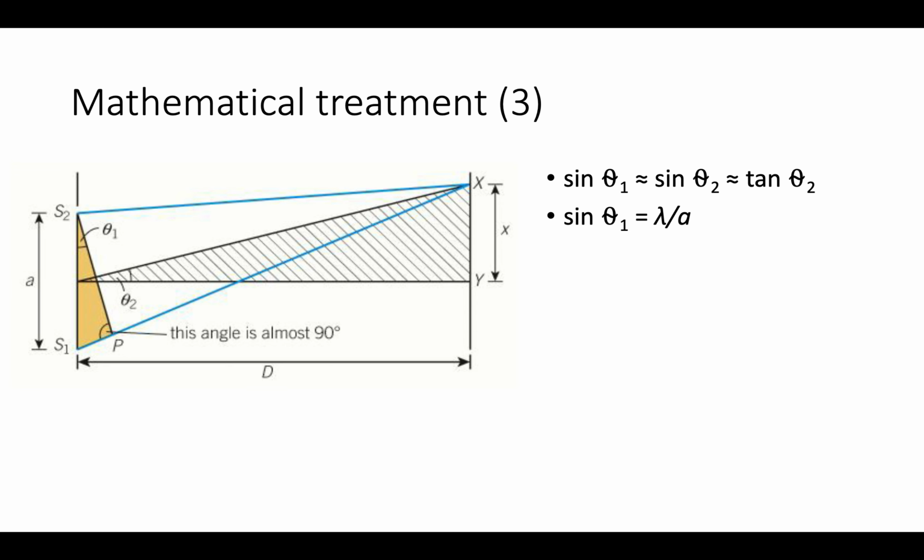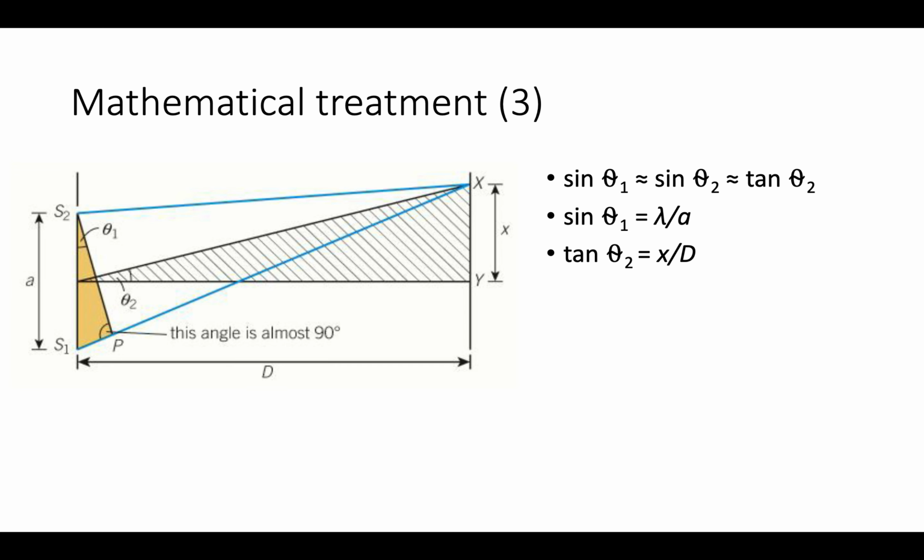And then the hypotenuse of that yellow triangle from S1 to S2, that's distance A. So the sine of θ1 is lambda over A. What about θ2? We know that the tangent of θ2 is approximately equal to the sine of θ2. Tangent is the opposite over the adjacent. So the opposite is x, the distance between the two fringes, and the adjacent is the base of that hatched triangle, that's D, the distance from the double slit to the screen.